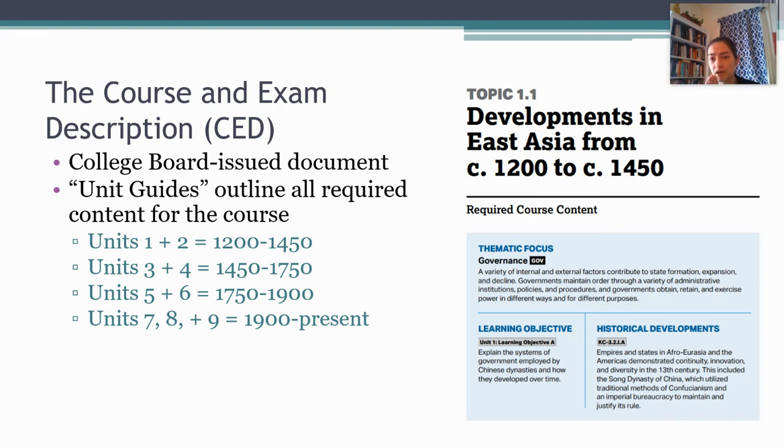So Units 1 and 2 in the Course and Exam Description are the same as Unit 1 or Period 1, the post-classical era, in my course. Units 3 and 4 correspond to my Period 2, 1450 to 1750. Units 5 and 6 in the CED correspond to my late modern period. And then Units 7, 8, and 9 all cover the post-1900 stuff, world wars, et cetera. So just so you know, I will give you those correspondences every time I suggest that you review a couple of units, but do know that the numbering is different.